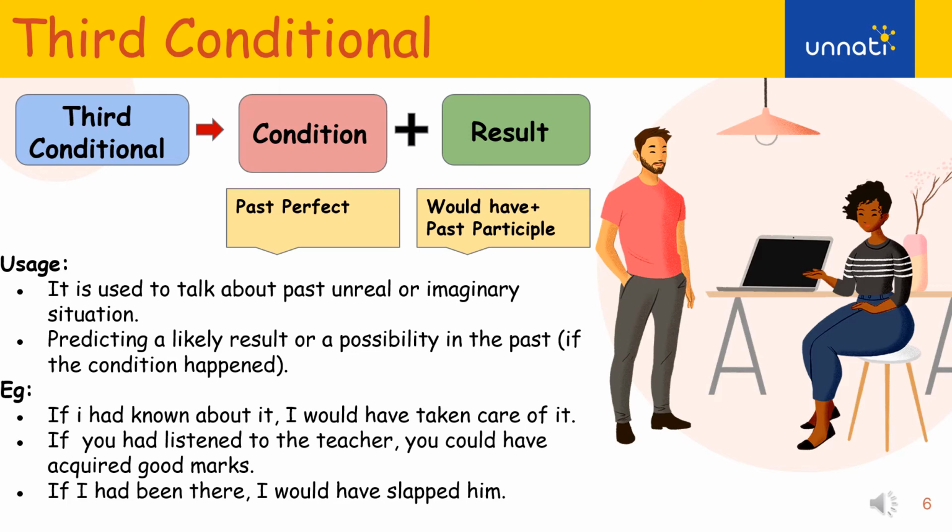If I had been there, I would have slapped him. So was I actually there? No, I was not. But it is a possibility or an imaginary situation of the past. If I had been there, what would I do? What would have been the result? I would have slapped him. So would have plus slapped, which is the past participle form. So this is how you construct sentences in third conditionals.